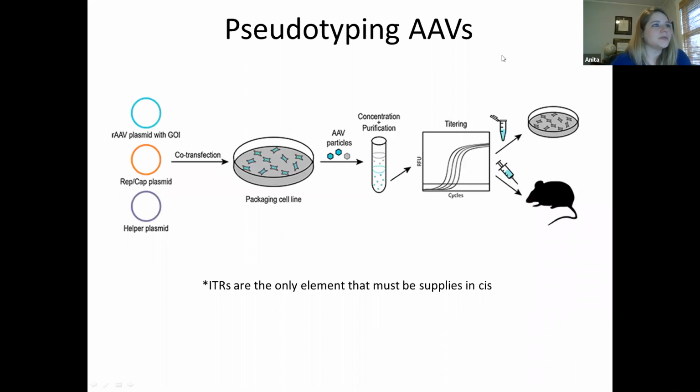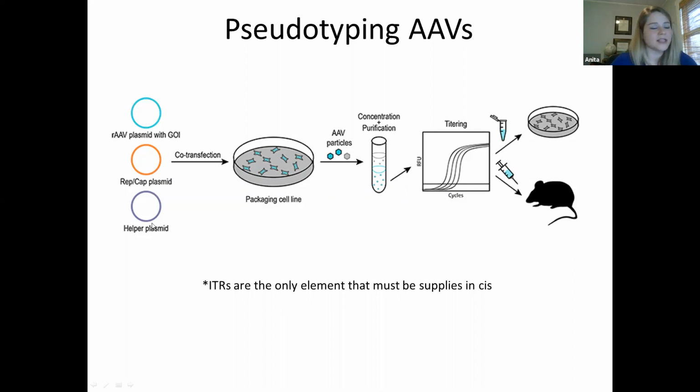So I'm going to talk a little bit about how pseudotyping of AAVs works and what the preferences for different serotypes of the virus are. Basically, all you have to have in your AAV plasmid with your gene of interest is those ITR sites. Everything else is supplied in trans. What does that mean? Not with your gene of interest, and it's not in the genome. So these are supplied in trans, as well as a helper plasmid.